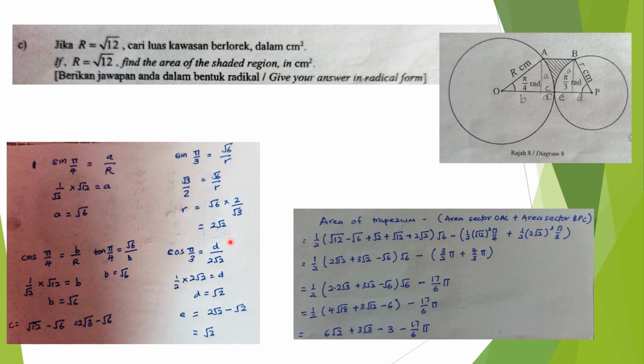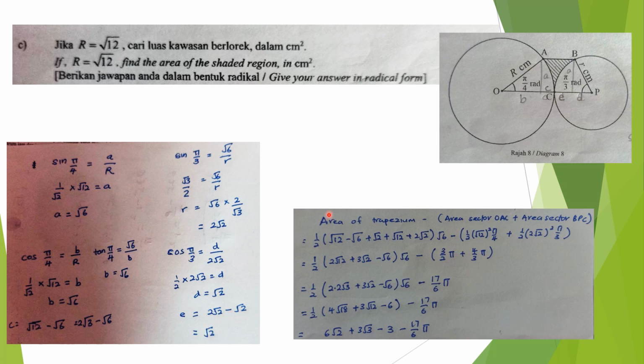From here you find the value of D and E. So D is here. We take cos pi over 3, that is cos 60 equals D over 2 square root 2. The r is 2 square root 2, adjacent over hypotenuse. So D we get square root 2. Then E is the radius r here minus D. So radius 2 square root 2 minus square root 2, you get square root 2. That means 2 minus 1, you get square root 2.